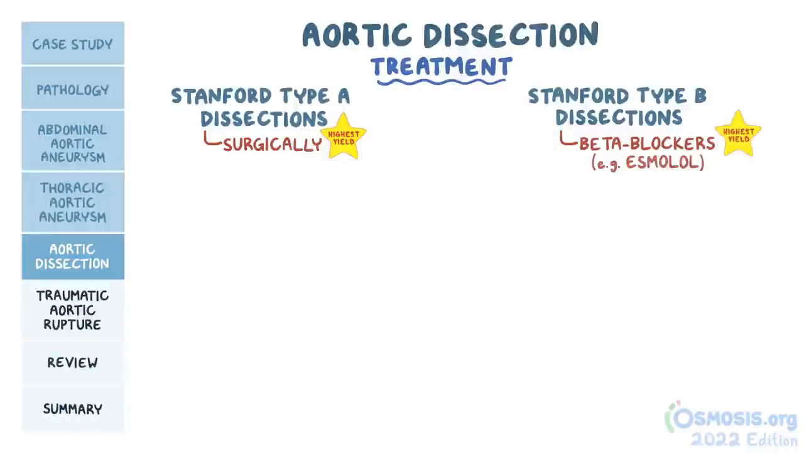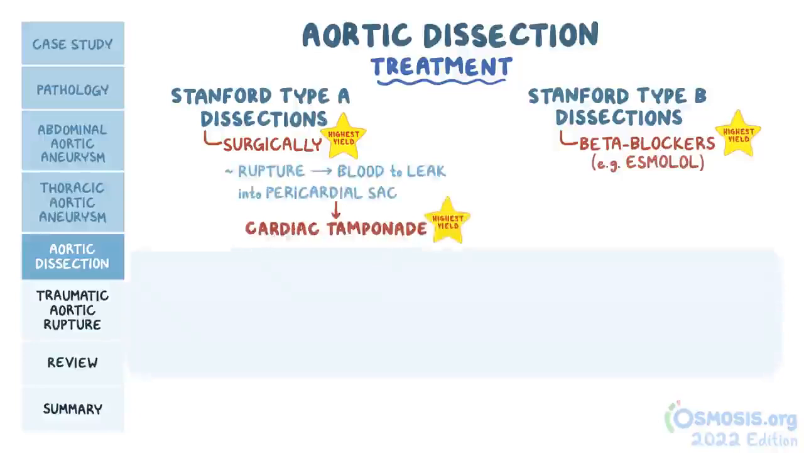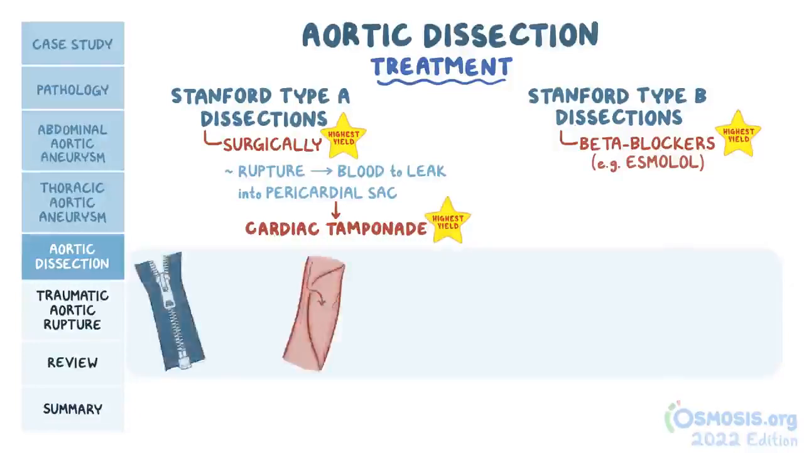This is because in Type A dissections, rupture may cause blood to leak into the pericardial sac, resulting in a life-threatening cardiac tamponade, which is the most common cause of death. Kind of like a zipper, a dissection can extend into other arteries where the false lumen compresses the true lumen, obstructing blood flow and causing organ ischemia.